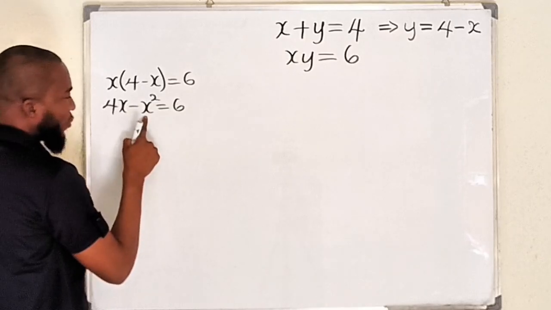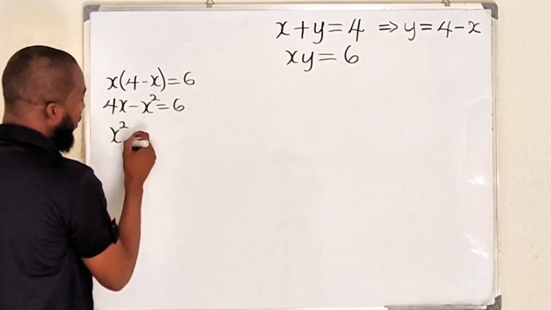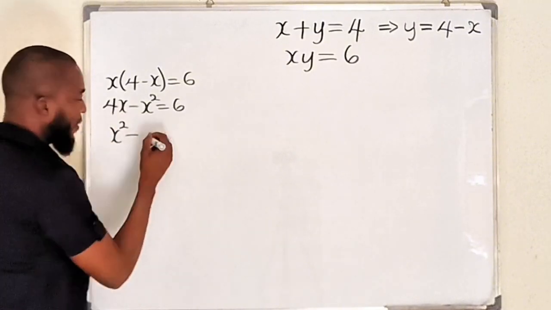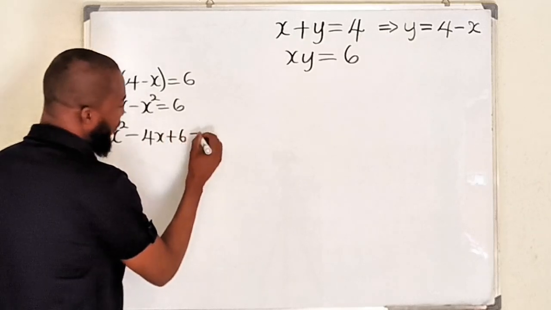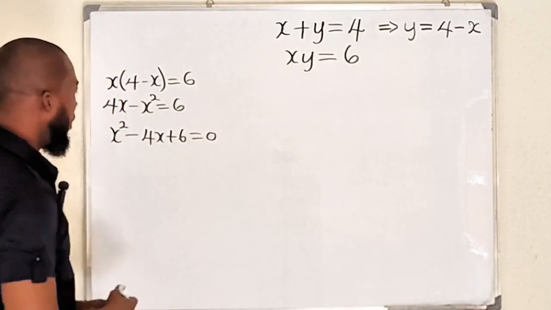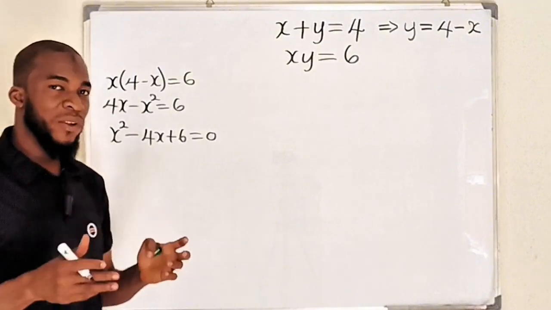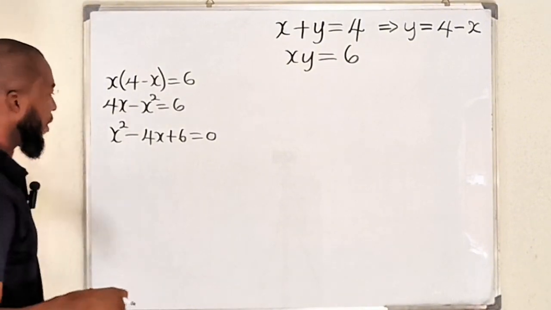This is negative x squared. As it crosses over, it becomes positive x squared. This is positive 4x. As it crosses over, it becomes negative 4x. Already we have 6 there, right? Everything equals 0. This is a quadratic equation, and I don't think it is factorable. But let us solve it using the completing the square method.